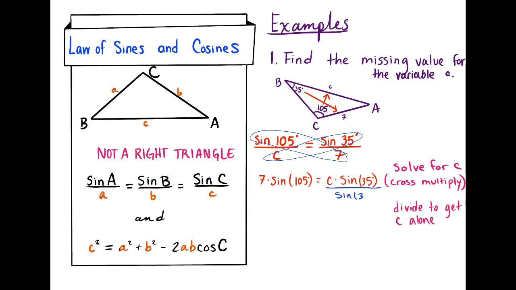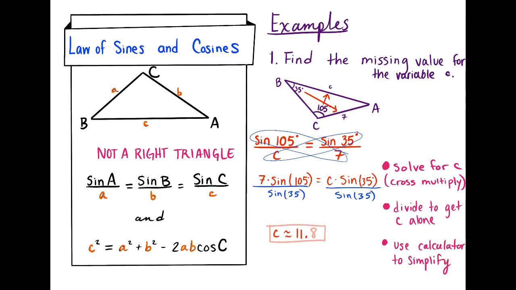After we divide both sides by sine of 35, you're just going to input that whole thing into your calculator as you see it. So 7 times sine of 105, that whole thing divided by sine of 35, and you get 11.8.